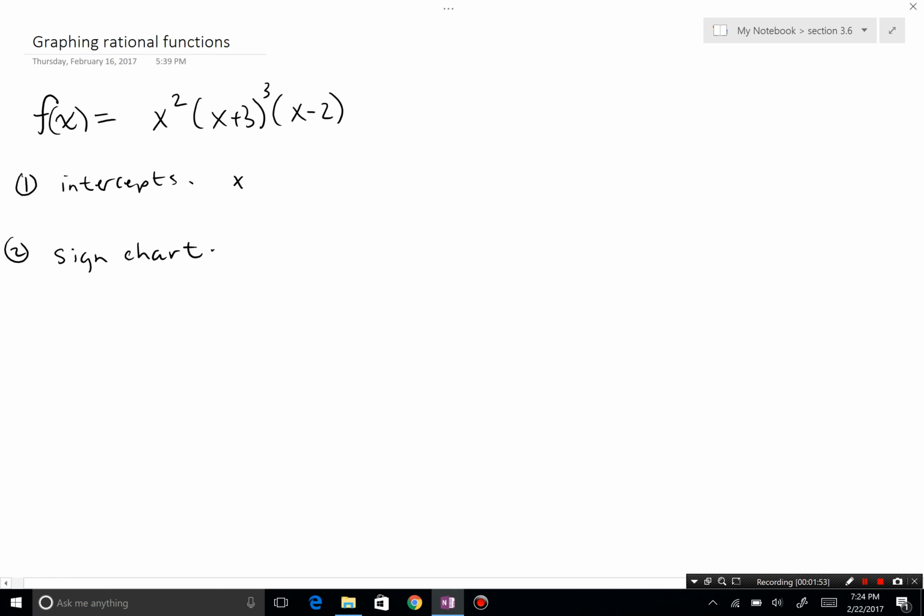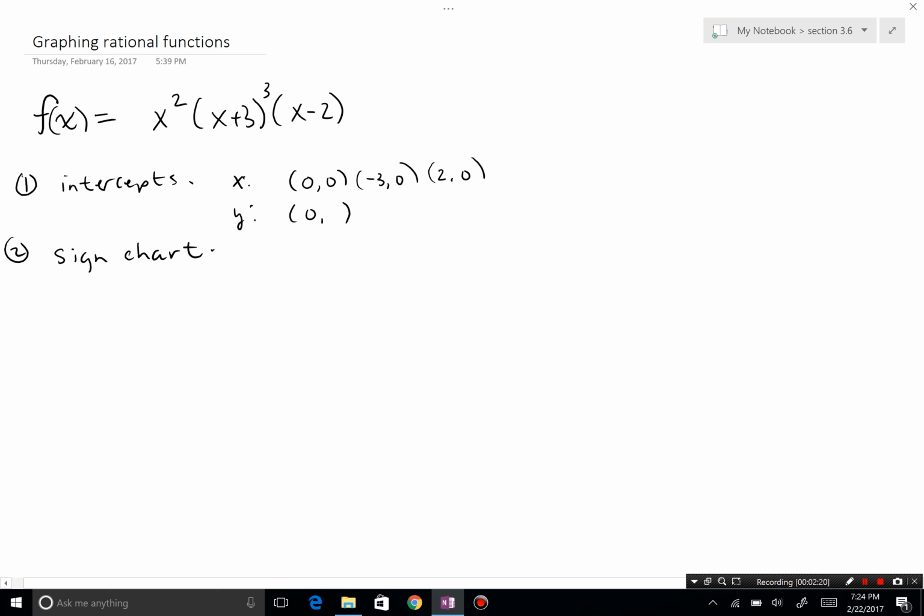So let's look at what our x-intercepts are. Well, that's when you have 0 in for y, so what are the possible solutions? From this factor, you're going to get a root of 0. For this factor, you're going to get a root of -3. And for this factor, you'll get a root of 2. Very simple. For the y-intercept, you're plugging in 0 for x and getting out the y.